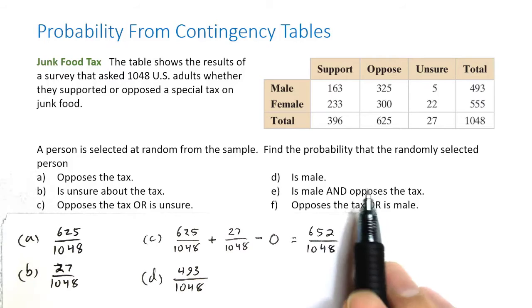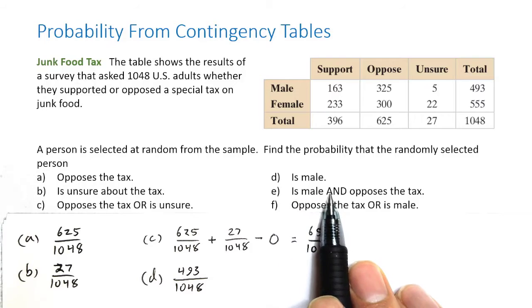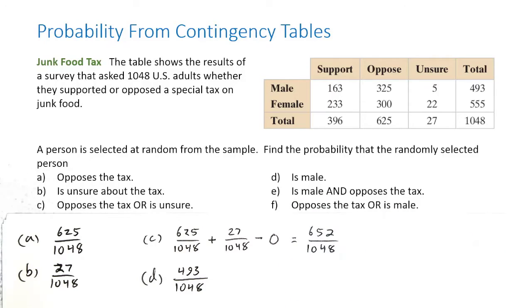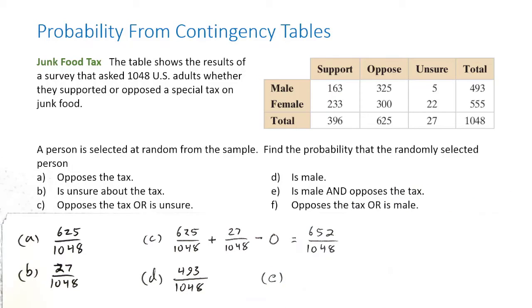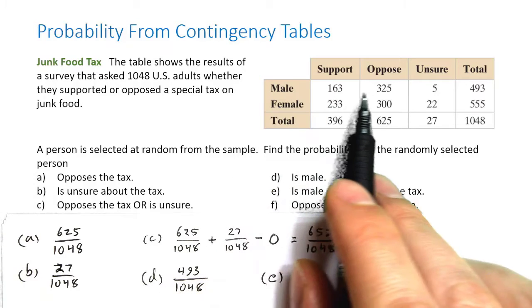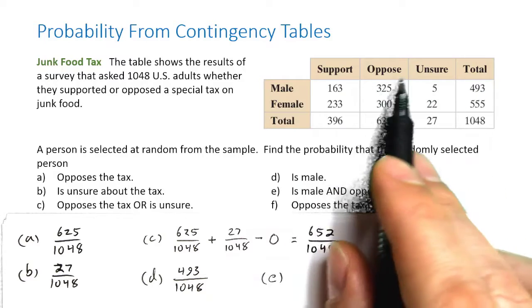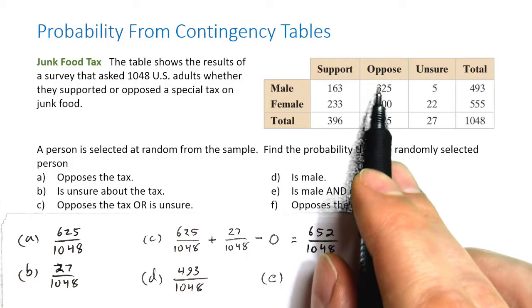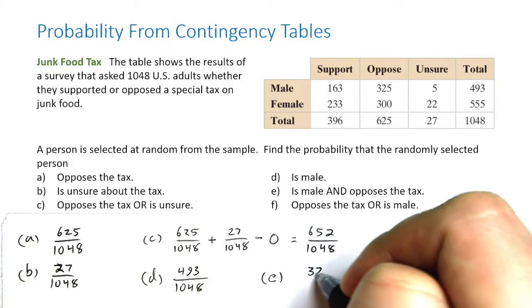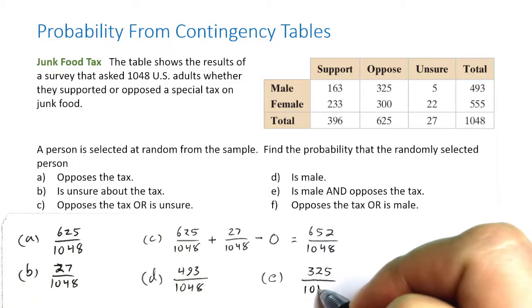Okay. What about the probability of being male and opposing the tax? I'm going to put it over here to save space. E. Male and opposes the tax. So male and opposes. So that means not only are they male, but they also oppose. So there's only 325 people that are both male and oppose, right? 325 and a total of 1048.